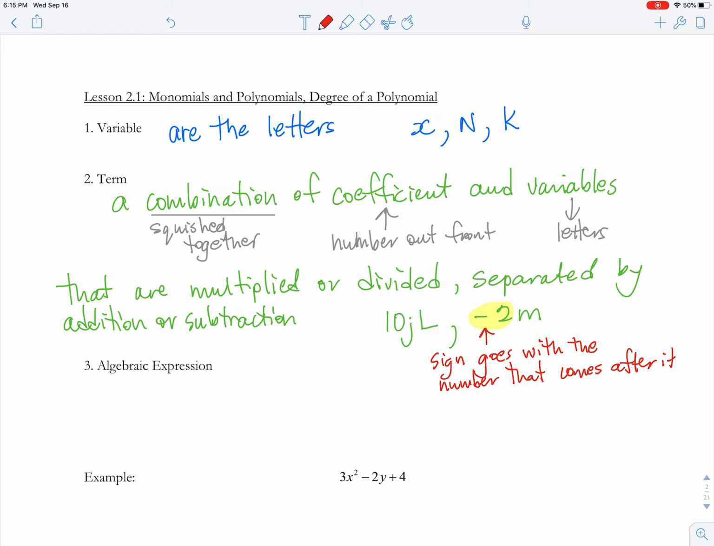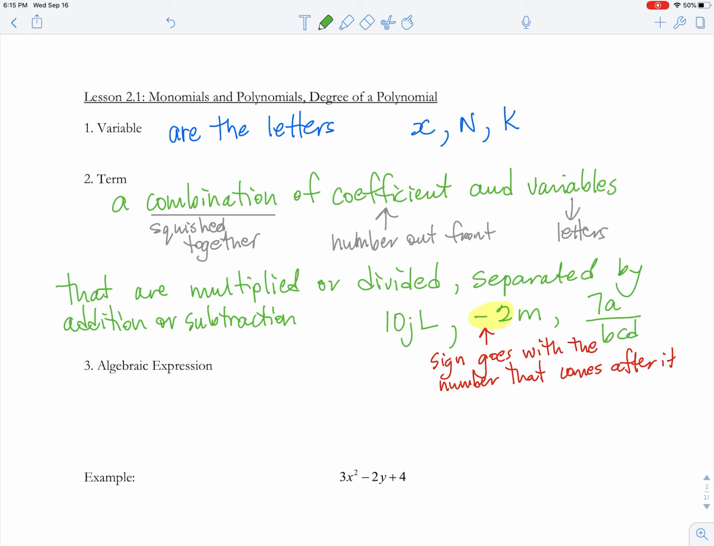And another example, so those had multiplying because they were squished together. But here's another one. If we did 7a over BCD, that's a term as well with a coefficient of 7 and then the variables a, b, c, d. So as long as it's separate, no addition and subtraction within the term, it's a term.